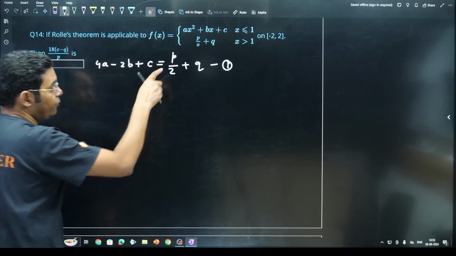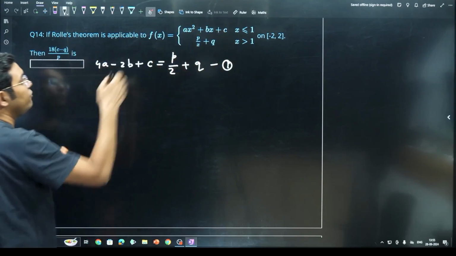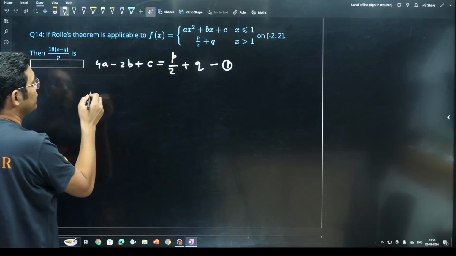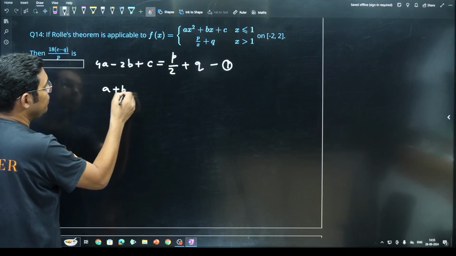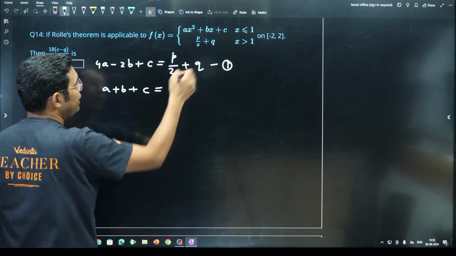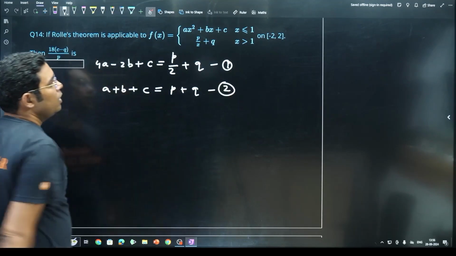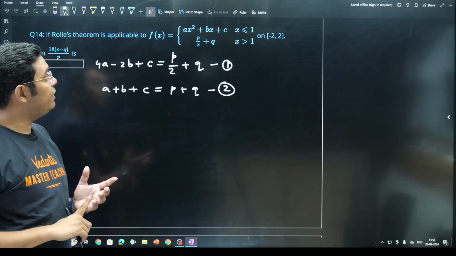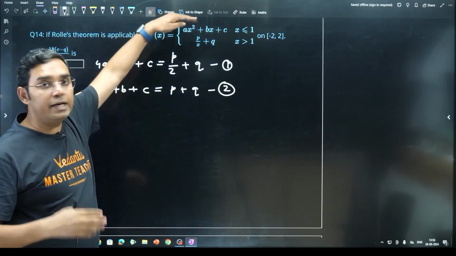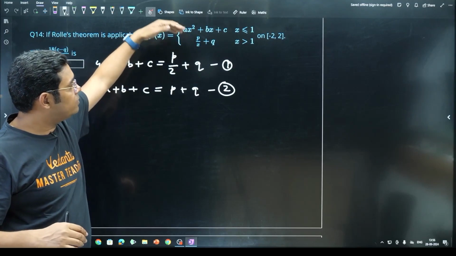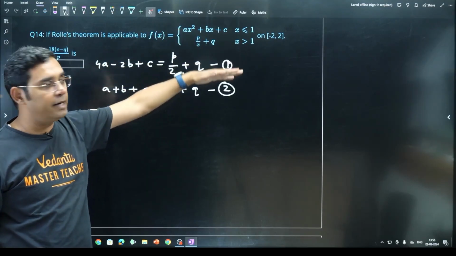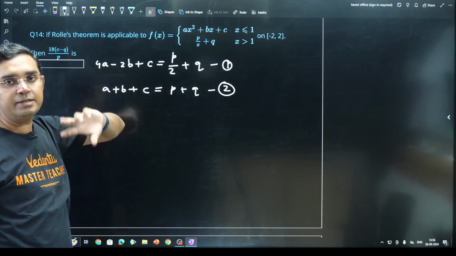For x equal to 1, the left limit and value will come from this quadratic, that is a plus b plus c, and the right limit will come from p plus q, that is equation 2. Now one more thing, differentiability at 1. As this quadratic is always differentiable, p upon x plus q will also be differentiable for x greater than 1. So the only point of concern is x equal to 1.